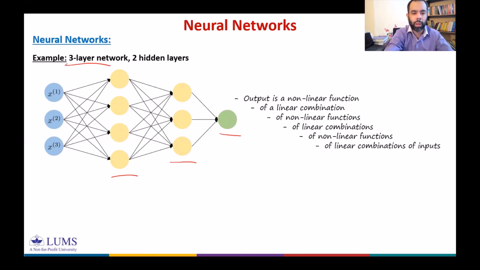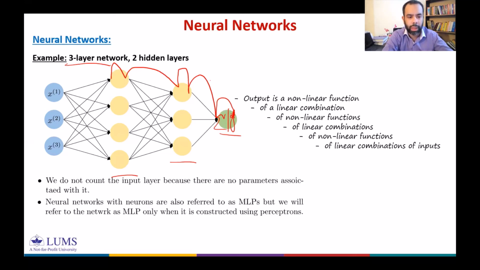You start from the output. It's a nonlinear function, so the nonlinearity is here, because this is G and this is sigma. So it's a nonlinear function of a linear combination of nonlinear functions of linear combinations of nonlinear functions of a linear combination of inputs. I assume you got an idea. As I said, we do not count the input layer because there are no parameters associated with it.